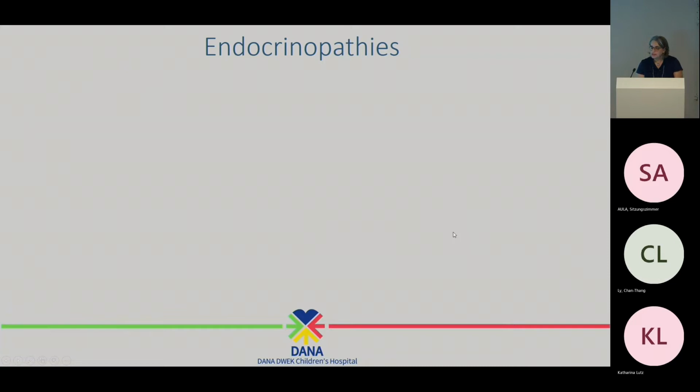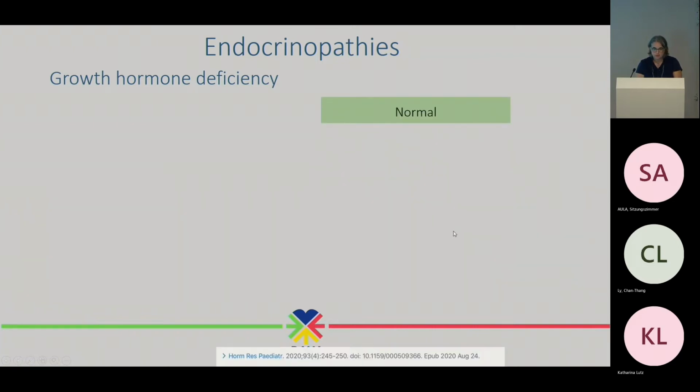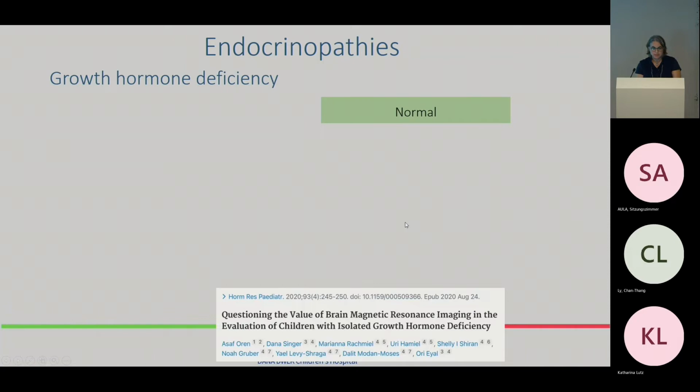So when the indication is an endocrinopathy, a very common indication is growth hormone deficiency. And actually, most of the studies will be normal. This has been shown, for example, in this study, where we evaluated 192 children that were sent for growth hormone deficiency. Only 15 had an abnormality. None of them had a tumor, all were some structural abnormalities.